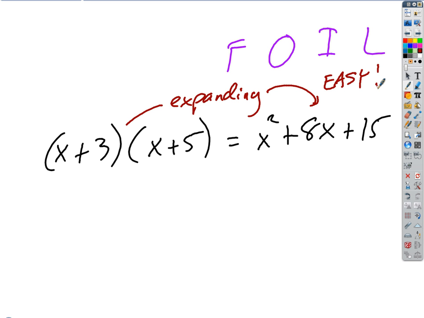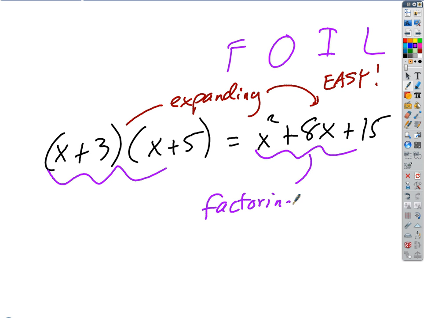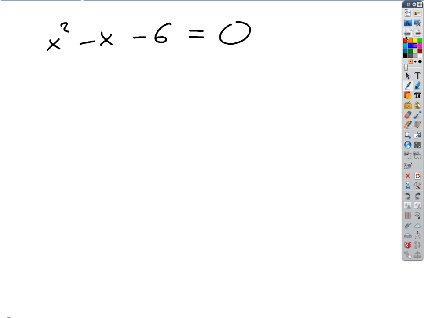Okay, the opposite process, if we start here and we want to end up here, that's factoring. It's a little bit tougher. Okay. That's what we're going to talk about today. But why would we talk about that? How come that comes up now of all times? We got all this other stuff going on. Well, there's a reason for it, because that's what helps us solve this equation.